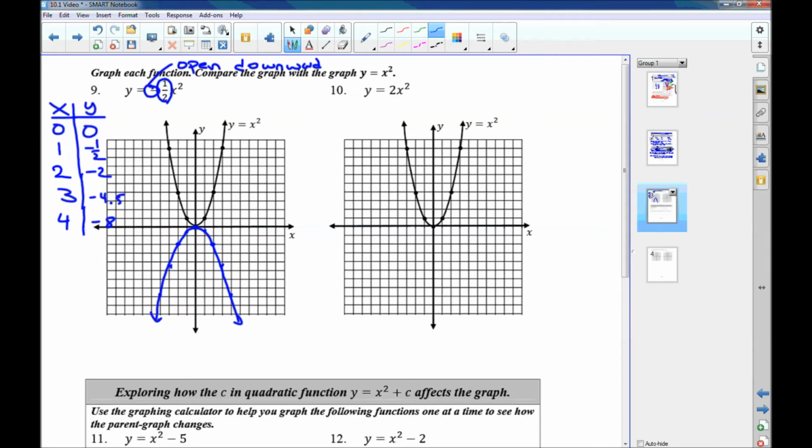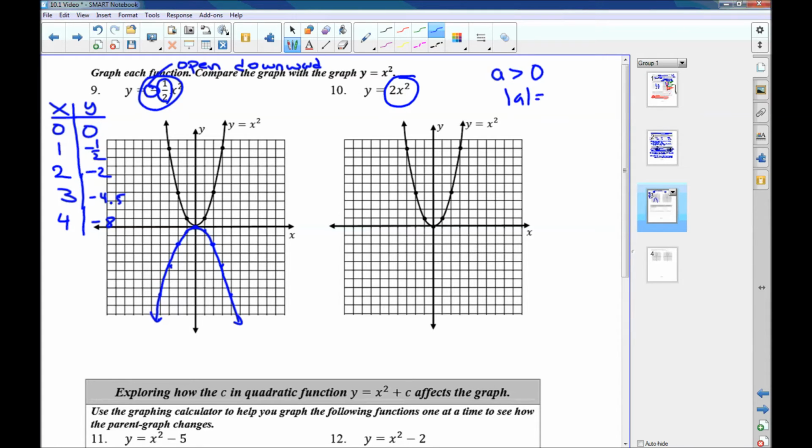We don't need a graphing calculator at all to graph this, and we don't really even need to make a table. We can just say, normally it would open upwards, but a negative makes it open down. Normally we go over 1 and up 1, but now we're going to go over 1 and up half as much. Let's do that trick over here for number 10. Ours is definitely going to open upward because we have a positive a value. a is greater than 0.